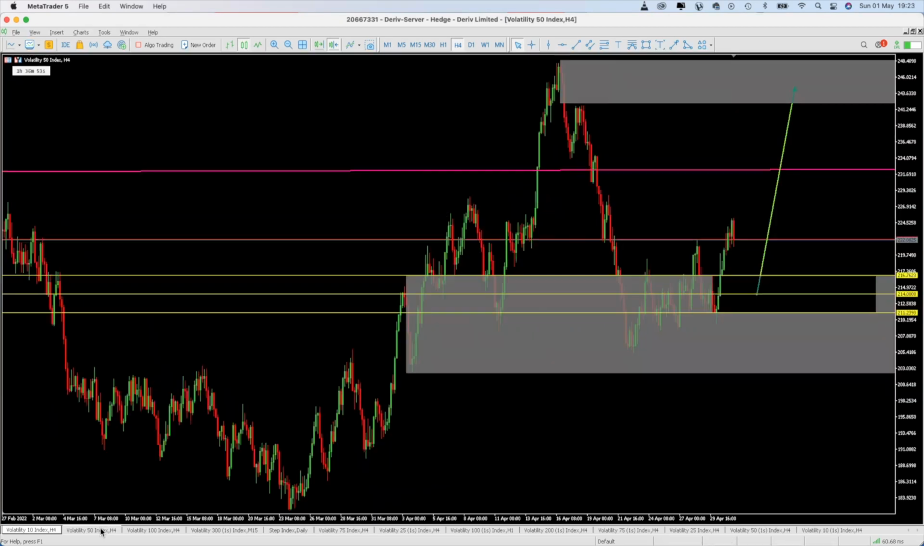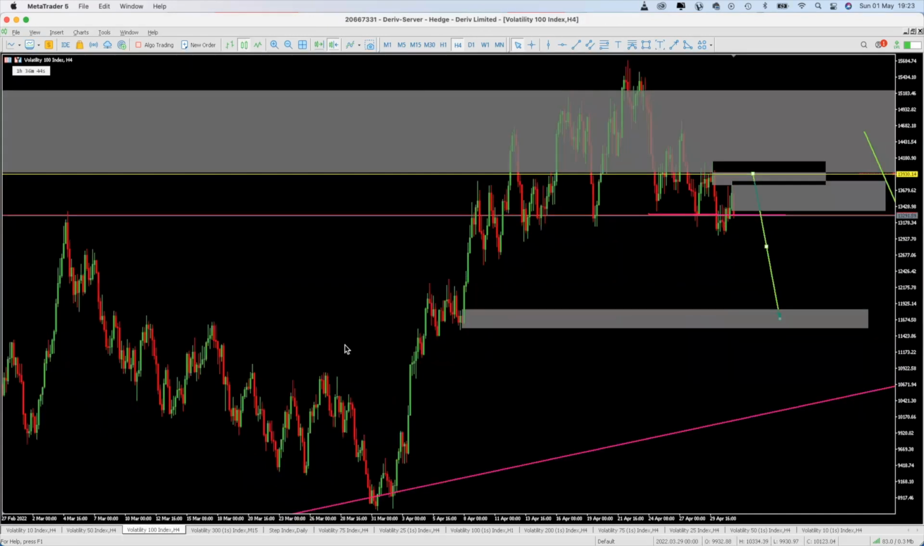Okay, volatility 50, same thing. I got my order block. Here's the impulse. I'm waiting for mitigation back to this area, and then I'll buy this price. And then VIX 100, same thing. I'm waiting for a pullback all the way back to this order block 50% area, then I'll be selling this market. And you guys see the similarity in all these. I'm basically just looking for the same things over and over again. There's nothing else that I look for except for this.